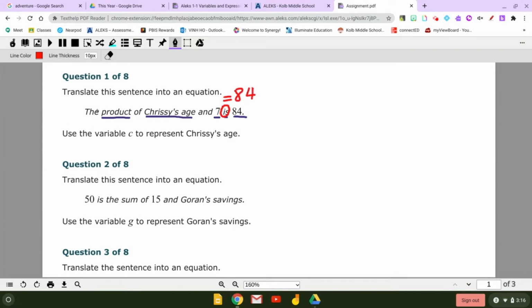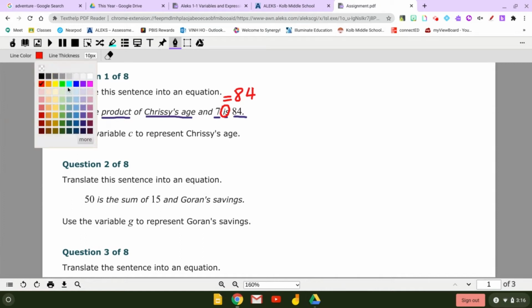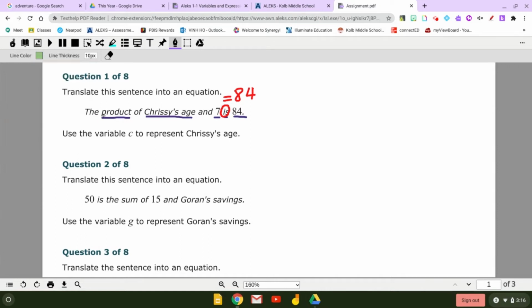Okay. So the product, what is product? Use the cheat sheet that I attached in this video. What do you mean when you say product? Product means multiply, right? Where do I put my multiplication sign? It always goes with the letter N. That's where you put your multiplication sign. So Chrissy H and 7. They ask you to use the variable C, so we're going to use the variable C for Chrissy H, and 7 is 84.